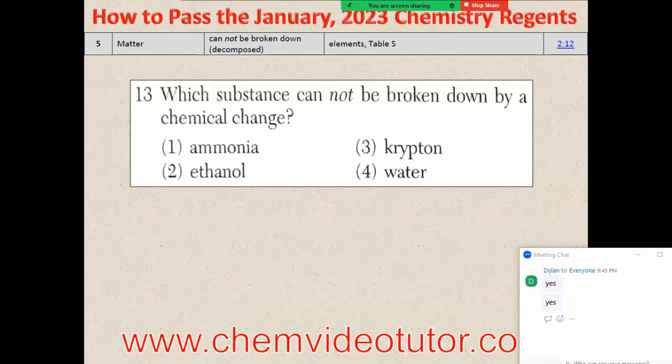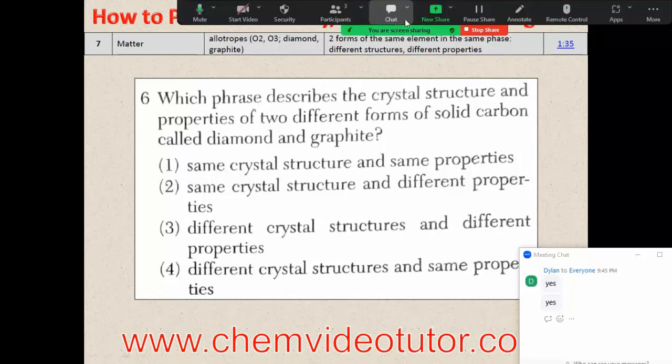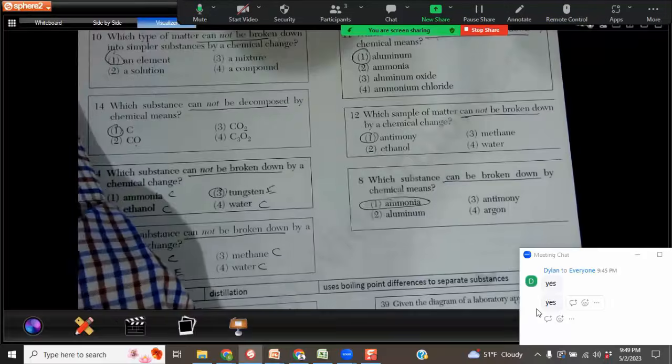Let me know when you guys have your answer. 3, 3 it is. And again, they use ammonia, ethanol, water. So that is choice 3, and there it is, krypton in table S of the reference table. Choice 3. All right, let me switch back to our sheet.